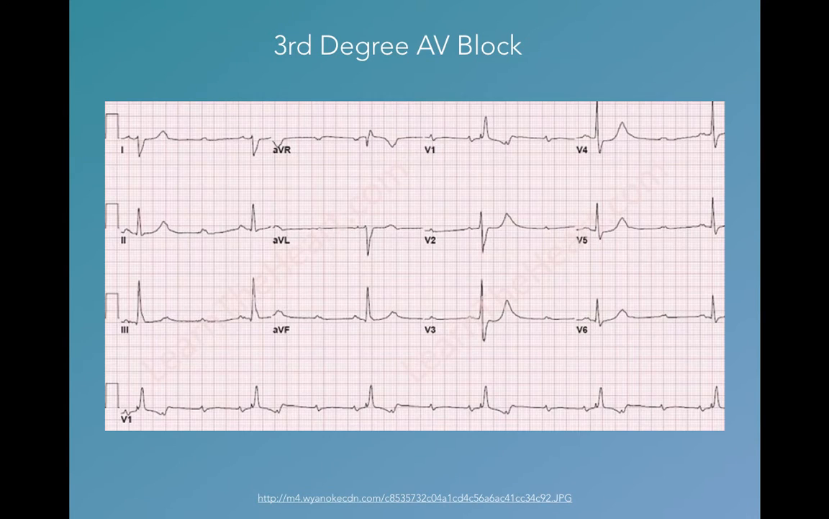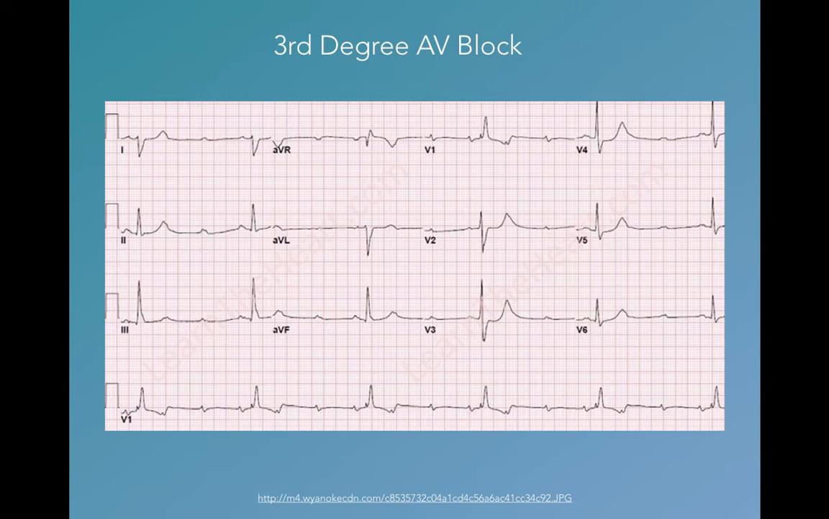And for third degree, this is the one that's confusing. Let's look at the rhythm strip, which shows V1 on the bottom. You can see that the QRS complexes are very slow, which in the first lecture I talked about with the overdrive suppression. If you have a complete AV block, the ventricular pacing kicks in by itself, and that's very slow, 20 to 40. So that looks about right.